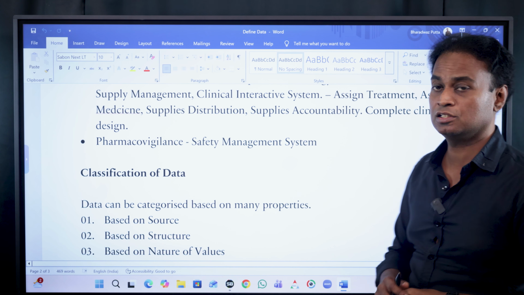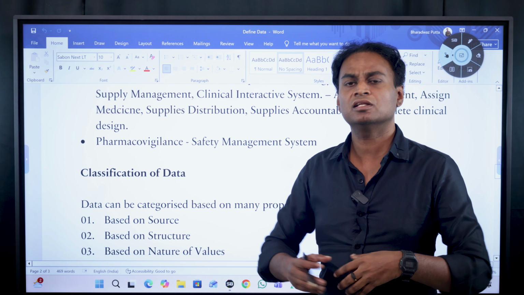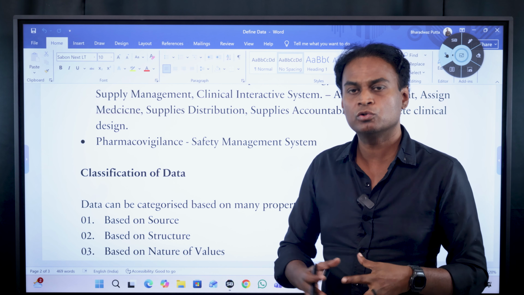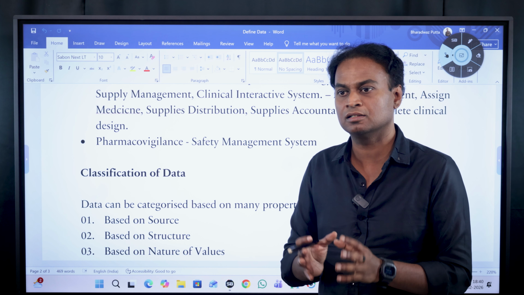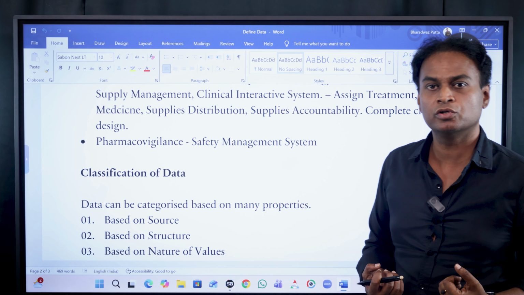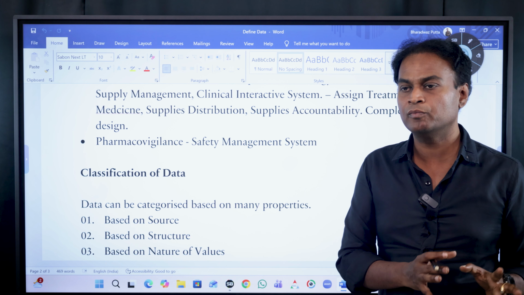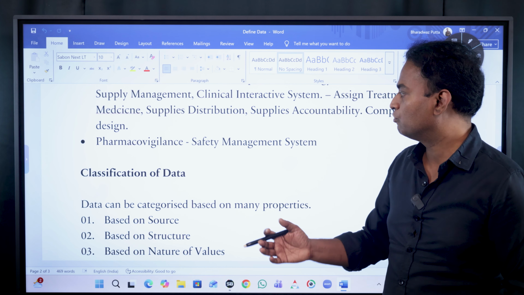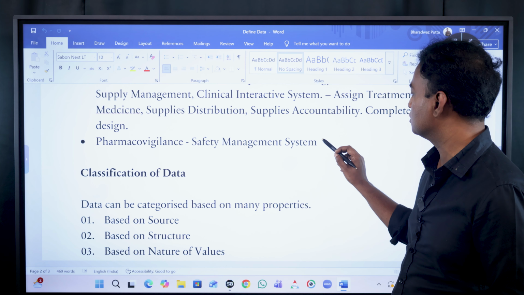Next one is pharmacovigilance. When the clinical trial is going on, there will be some adverse reactions and side effects. How do you capture those adverse side effects and report them to a particular regulatory authority? If the clinical trial is going on in India, the Indian government should know what all the side effects are that the clinical trial is producing. For that, they use safety management systems.